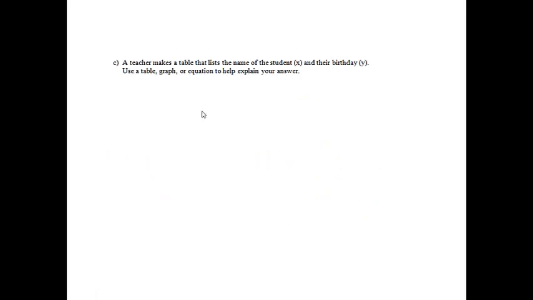All right, C, a teacher makes a table that lists the name of the student X and their birthday Y. Use a table, graph, or equation to help explain your answer. So again, we're going to explain our answer. We'll still say yes or no. So we're going to have an X and Y. I think I'm going to draw a table because I think that will be easiest.